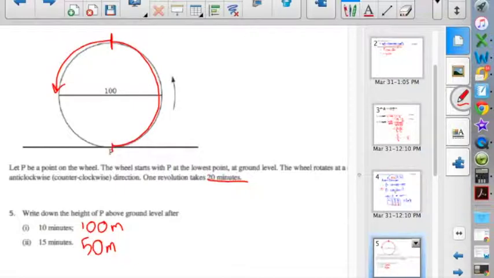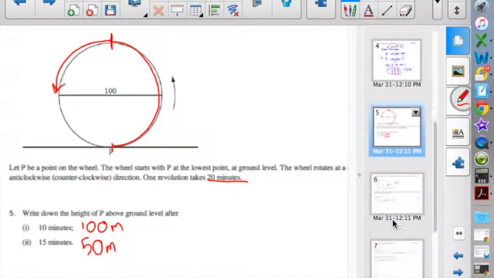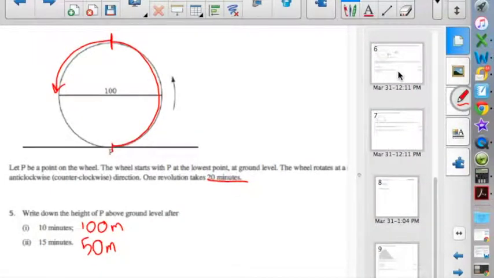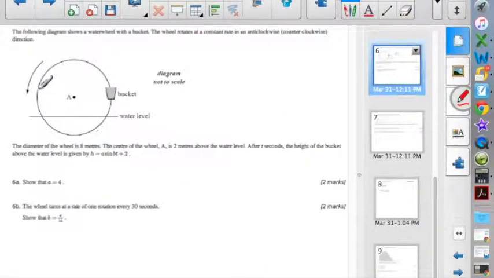This actually was on an exam. So they throw you a bone once in a while with an easy one. All right, so next one. This one is a continuation of a similar problem, not the same problem.